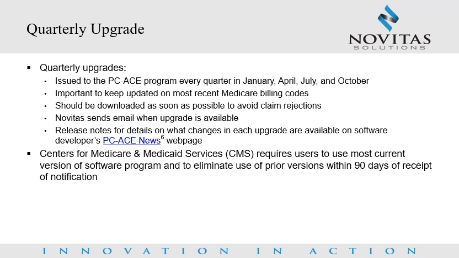Quarterly upgrade. In addition to the backup process, upgrades are issued to the PCACE program, released every quarter in January, April, July, and October. These upgrades are important for keeping updated on the most recent Medicare billing codes and should be downloaded as soon as possible to avoid claim rejections. In fact, it's actually a requirement of the Centers for Medicare and Medicaid Services, or CMS, for users to use the most current version of the software program and to eliminate the use of prior versions within 90 days of receipt of this notification.